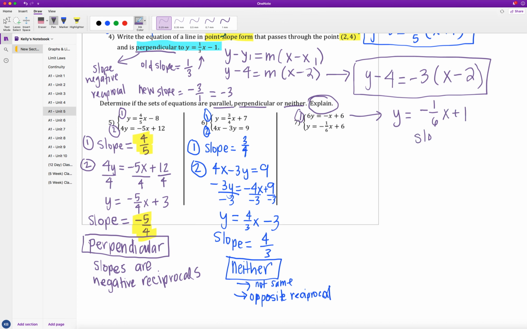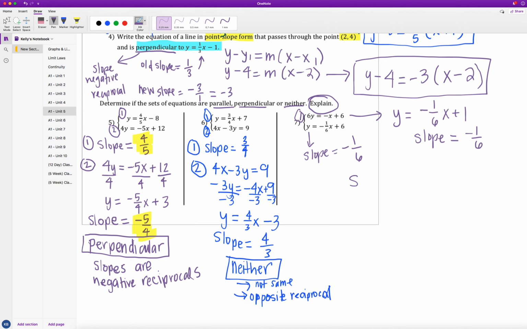So what would the slope be of this first line here? Our slope here would be negative 1 over 6. In our second line here, what would the slope be? This slope would also be negative 1 over 6. So now that I've found the slopes in both lines, my job is to figure out, are the slopes the same? Are they opposite reciprocals, or are they neither of those? What do you guys think?